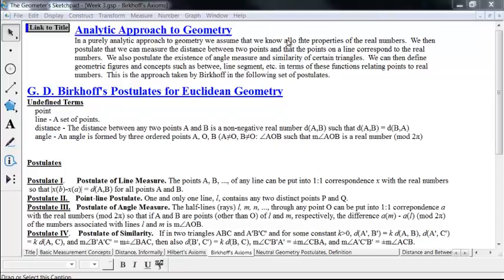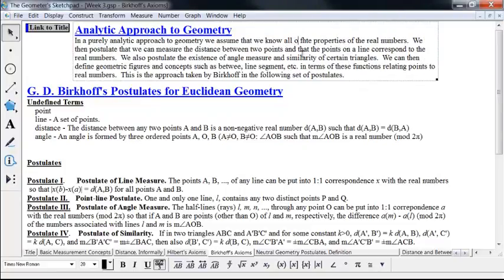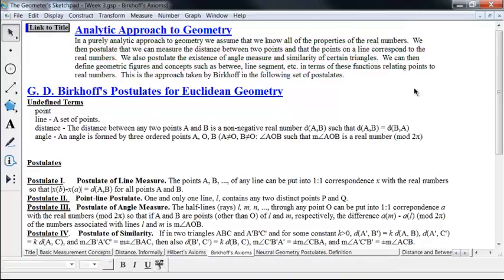Well, if we want to take a synthetic approach, then we would follow perhaps Hilbert. But if we want to take an analytic approach, we could follow Birkhoff's axioms. Now, in a purely analytic approach to geometry, what we do is we assume we know all of the properties of the real numbers.